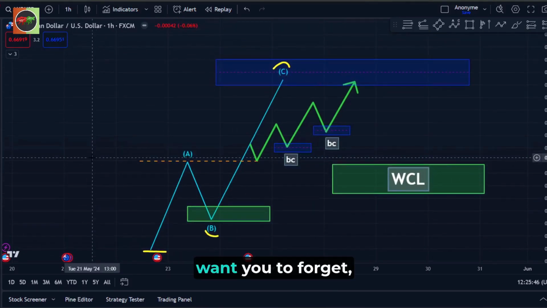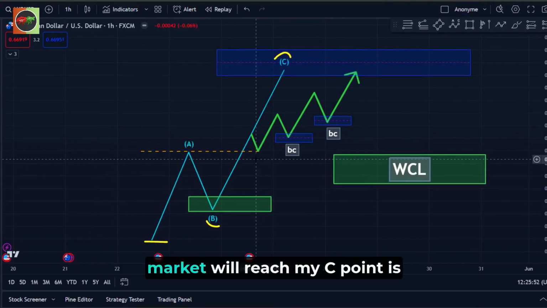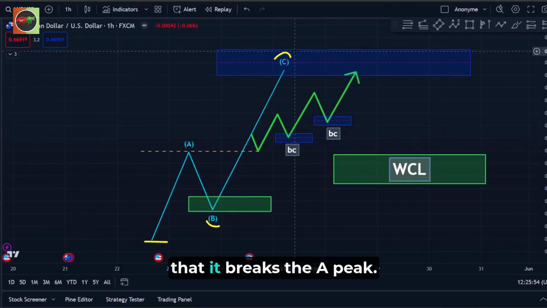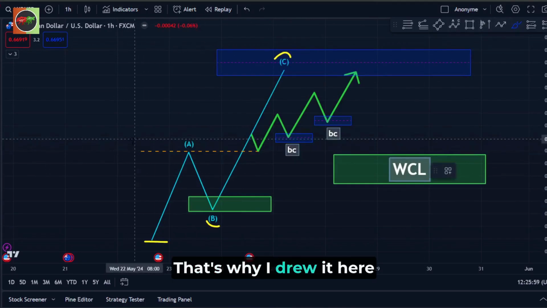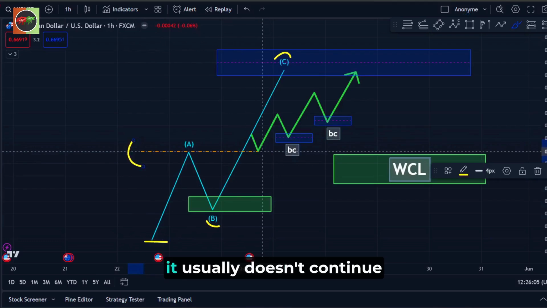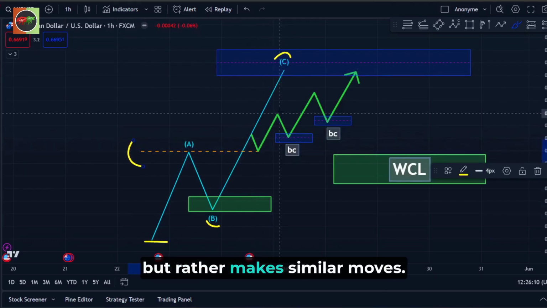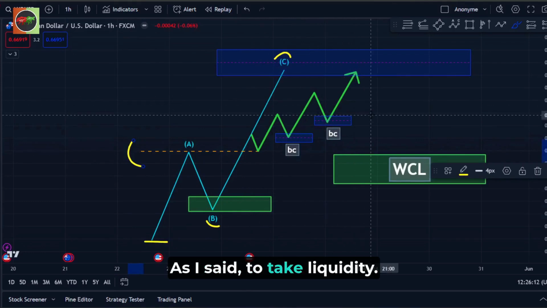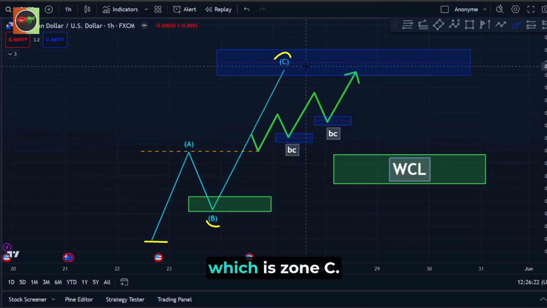The other thing I don't want you to forget, as we said in the previous episode, is that my confirmation that the market will reach my C point is that it breaks the A peak. This is how it looks. That's why I drew it here with a dashed line. When the market breaks through peak A, it usually doesn't continue upwards directly to point C like this, but rather makes similar moves, as I said, to take liquidity. This is where the BC points come in. These are opportunities to strengthen my trades until I reach the target, which is zone C.